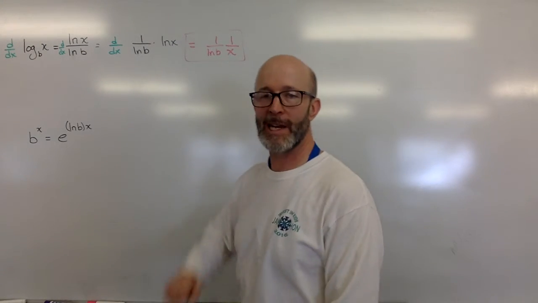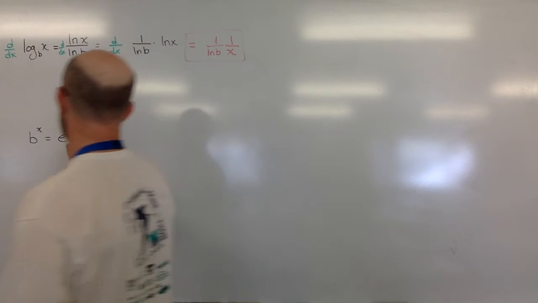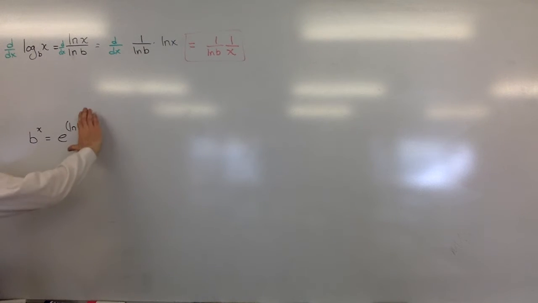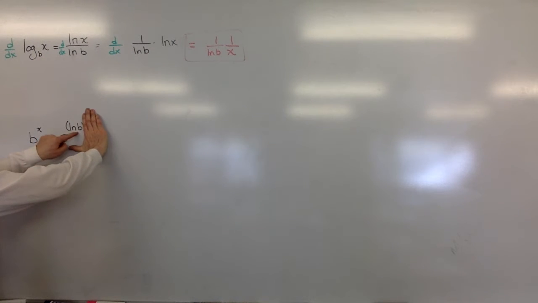Same thing for an exponential that's not base e. Here's another way we can write it. I don't know if you remember this, but when you have an exponential to the power of a natural log, these are inverses. That's just equal to b. So it's the same as b to the x.